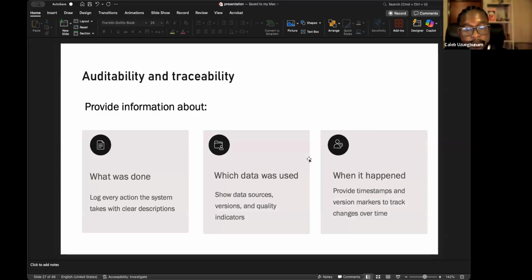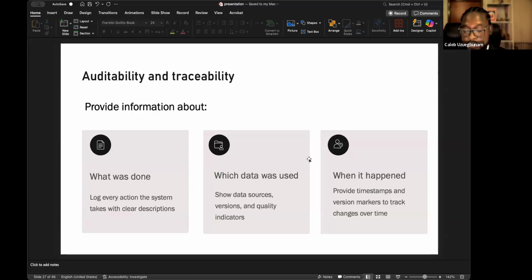Auditability and traceability, always coming back to this, and it's super important. The AI system you're building needs to provide three things: what was done, which data was used, and when it happened. For engineers or engagement managers or just generally adoption directors. This is important, especially when there's been an issue and even sometimes when things go well.